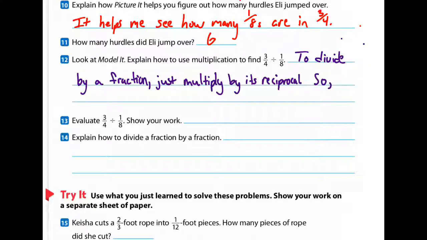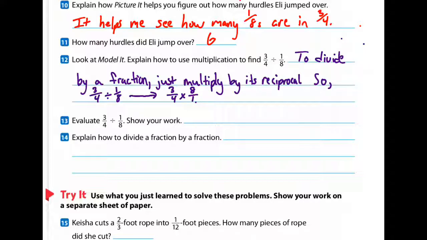So 3/4 divided by 1/8 becomes 3/4 times 8/1. That's how you use multiplication to divide by a fraction.